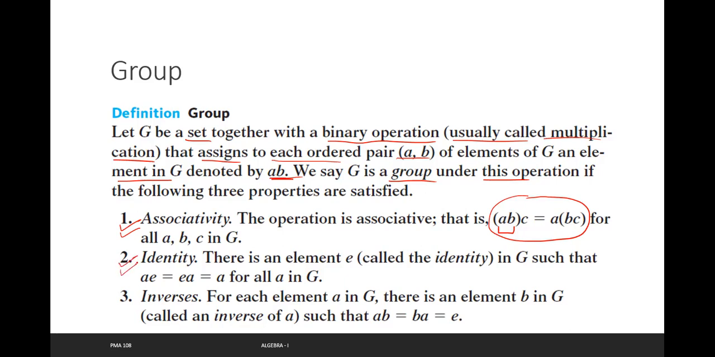And this is the next property, identity element होना चाहिए उस set में. So there should be an element E called the identity such that AE is E, A is A. जैसे identity हम बोलते हैं which maps every element to itself.